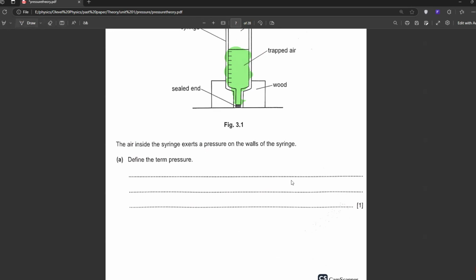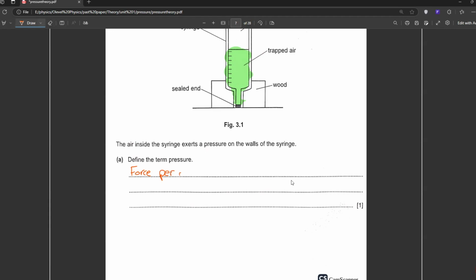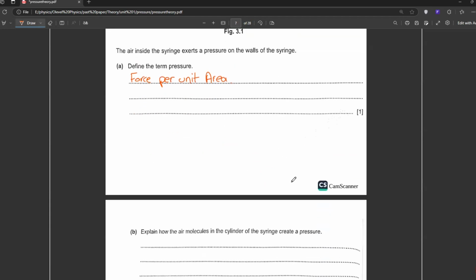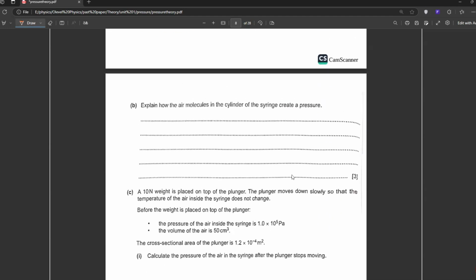Define the term pressure. What is pressure? Pressure is force per unit area. Okay, let's move ahead. Explain how the air molecules in the cylinder of the syringe create a pressure. How the air molecules create a pressure. What will you write? The air molecules collide with the walls of the syringe.